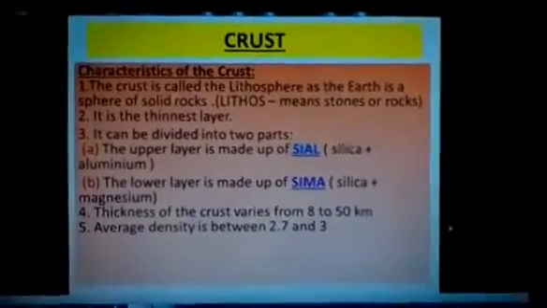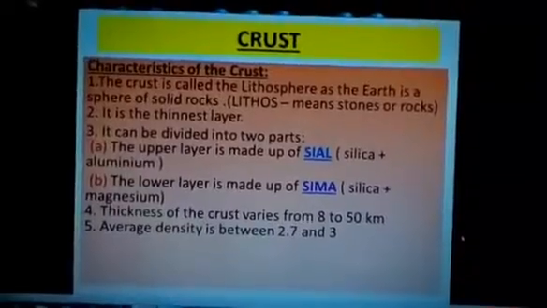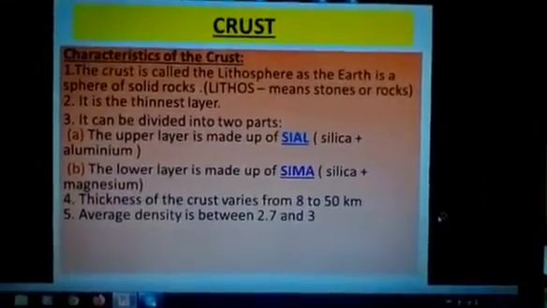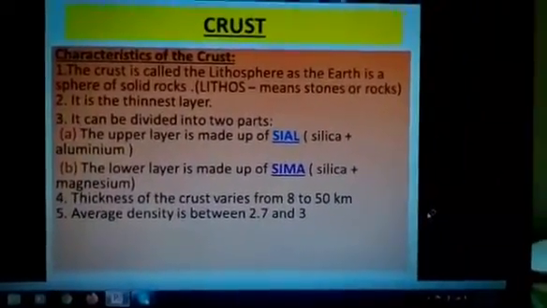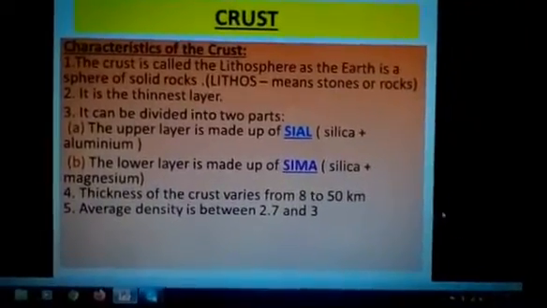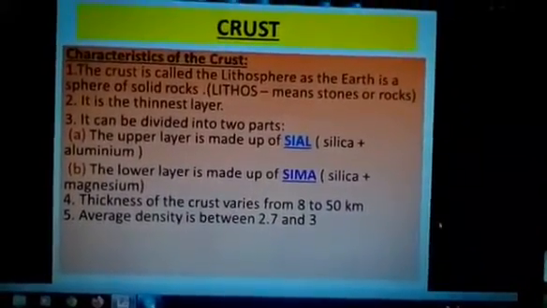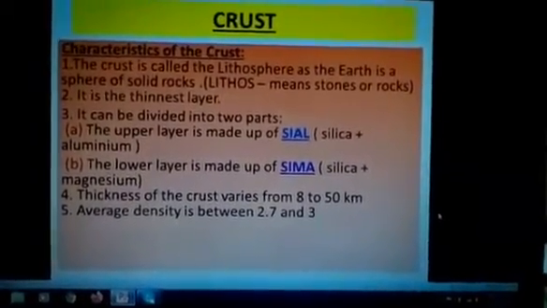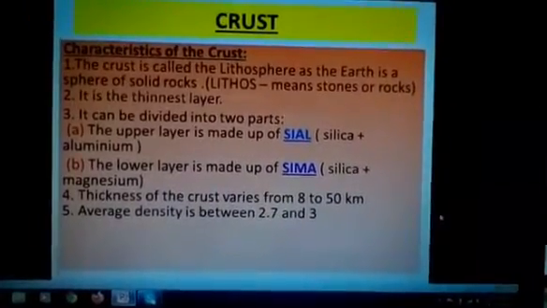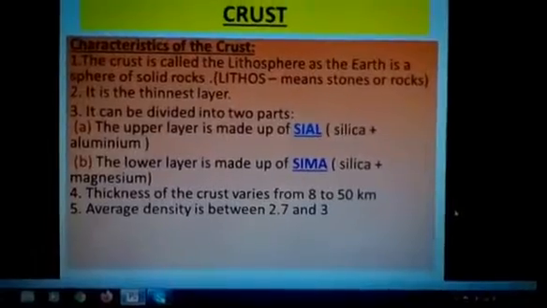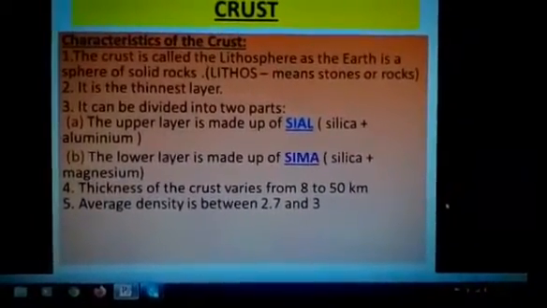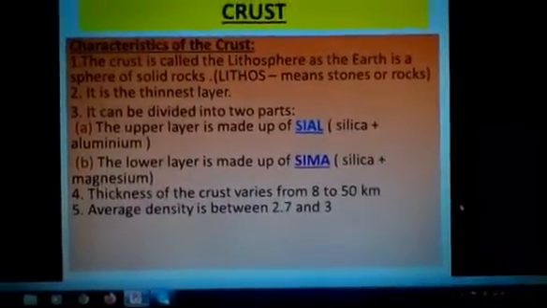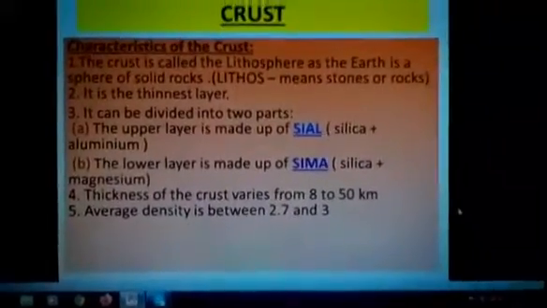The crust can be divided into two parts. The upper layer is made up of Si and Al, the two elements. Si is the symbol of silica and Al is the symbol of aluminium, the lightest metal in the upper layer. The lower layer is made of Si and Ma, or Sima, that is silica and magnesium. Again, Si is the symbol of silica and Ma is the symbol of magnesium. The thickness of the crust varies from 8 to 50 kilometers, from the continents towards the ocean floor. The average density is between 2.7 and 3.